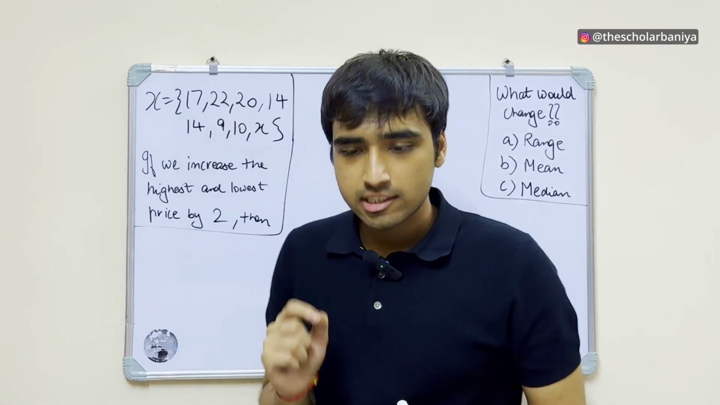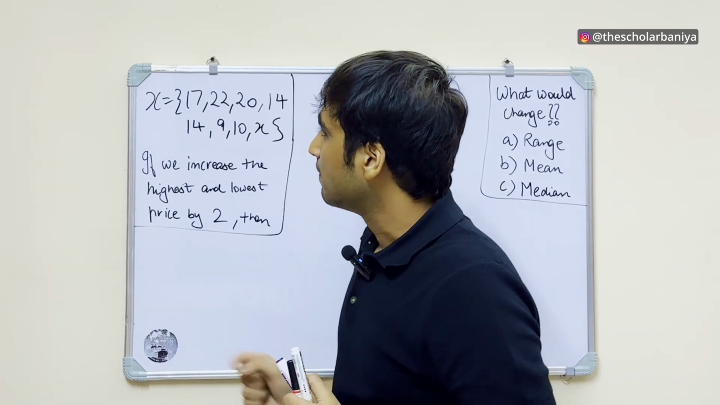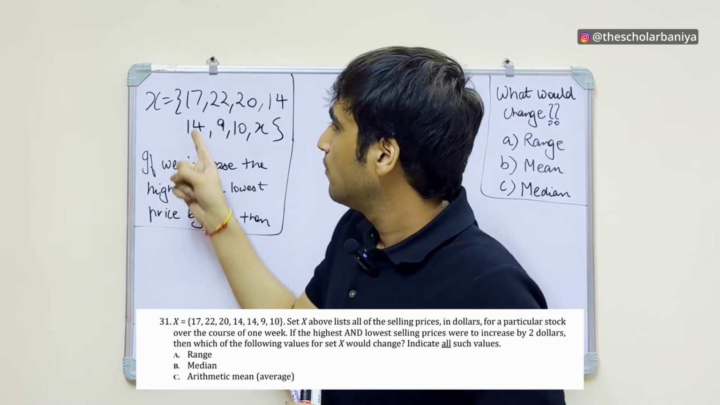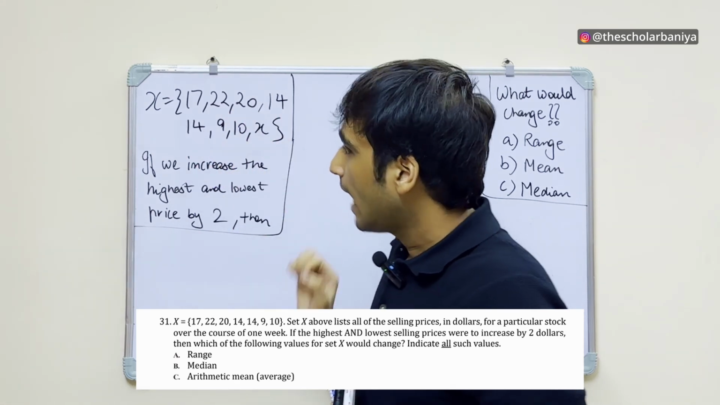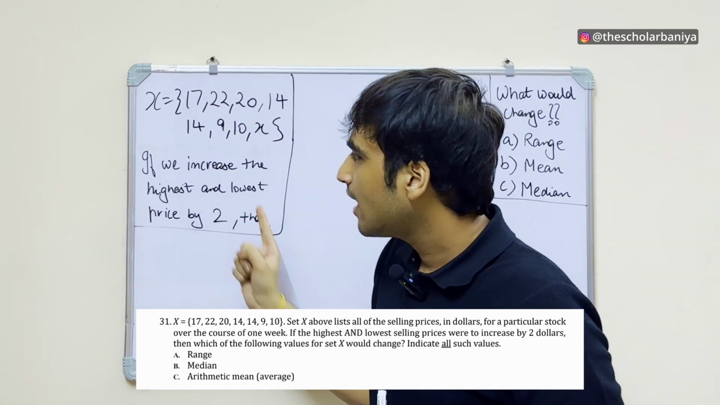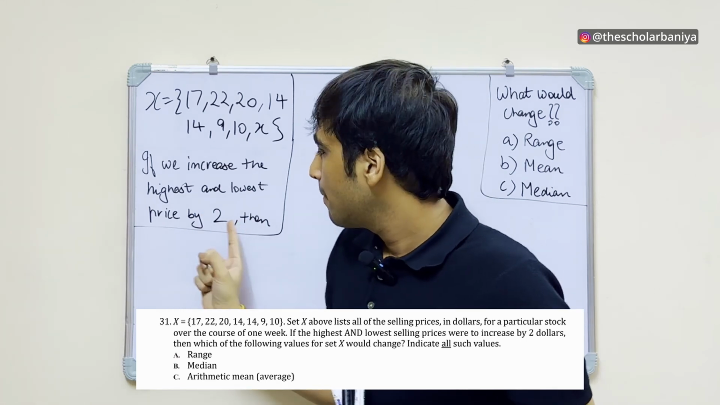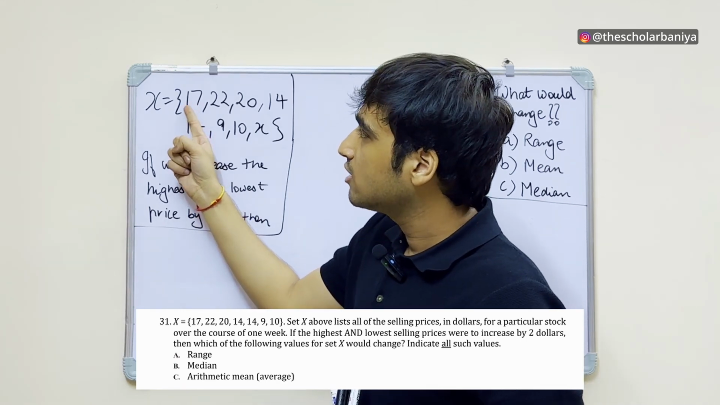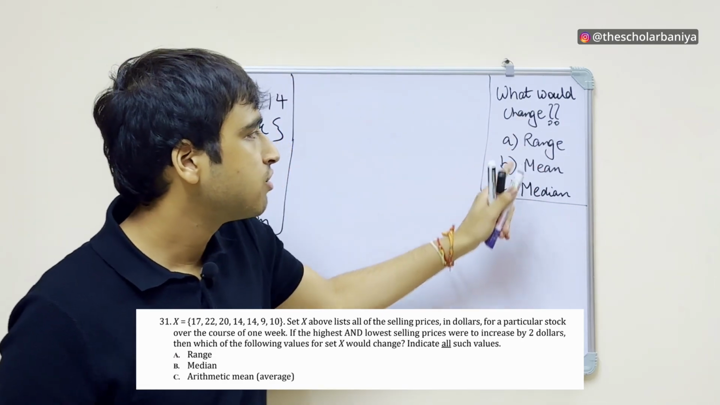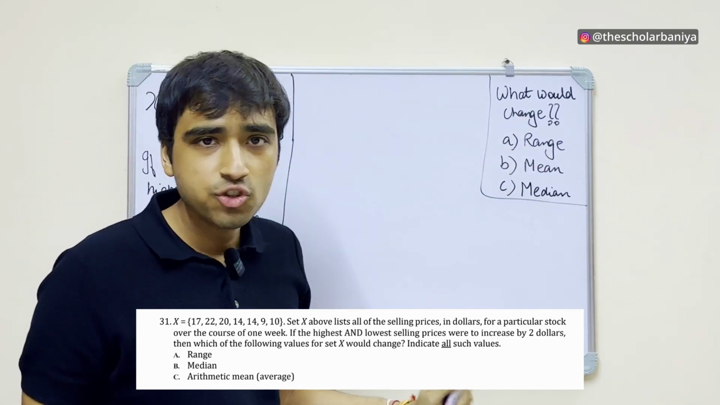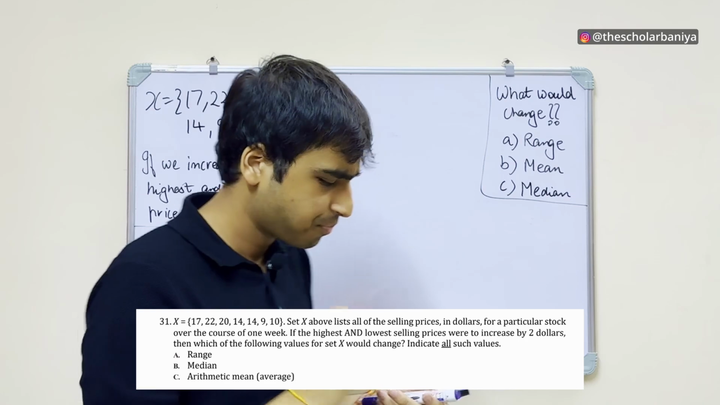So let's move on to the next question, guys. In this question, we are given a set X, which is 17, 22, 20, 14, 14, 9, 10. And it is given that if we increase the highest and the lowest value by 2, then which all would change? Will the range change? Will the mean change? Will the median change?